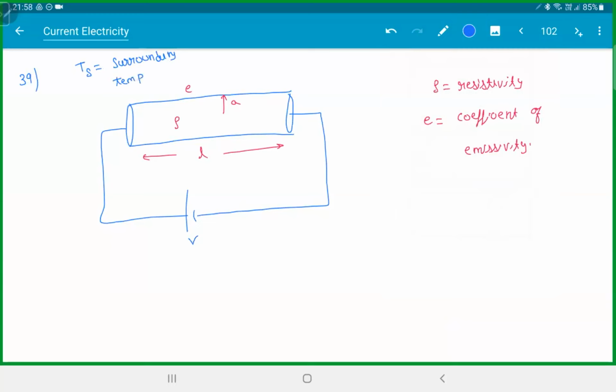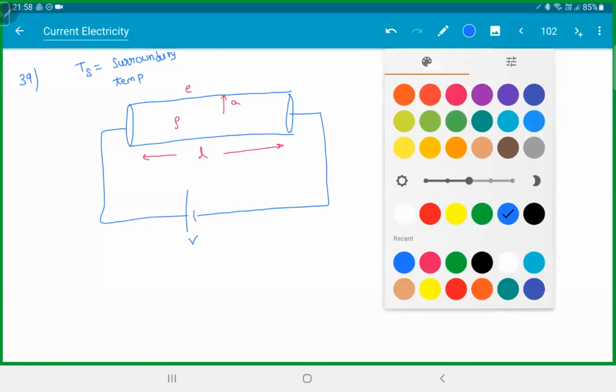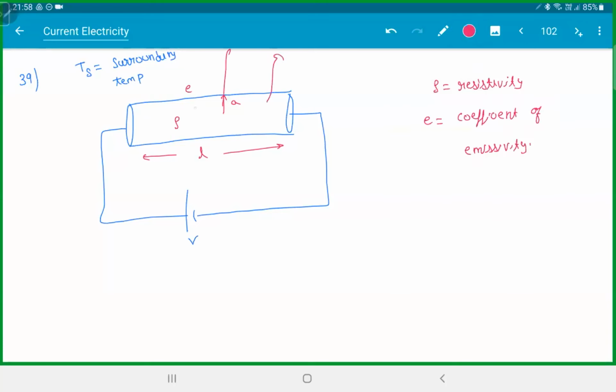So think about it. What will happen when the current starts flowing through the resistor? Heat will be produced. If the heat is produced, the entire resistor will get heated up. If the resistor is getting heated up, it will start emitting radiations. Isn't that how a bulb works? Once the temperature reaches a certain value, the bulb becomes visible in the light region.